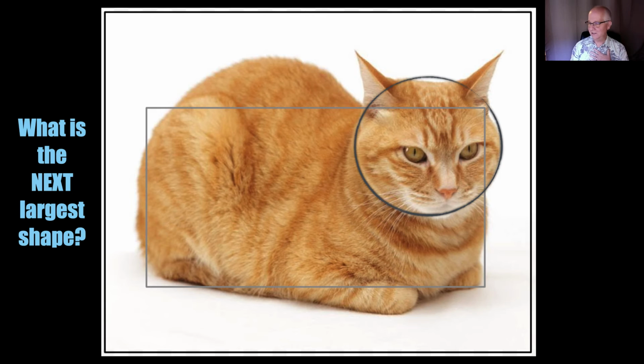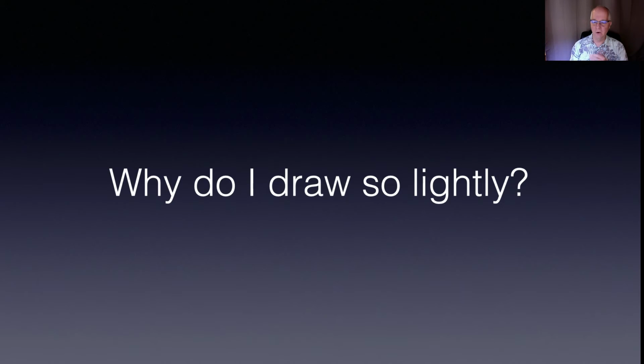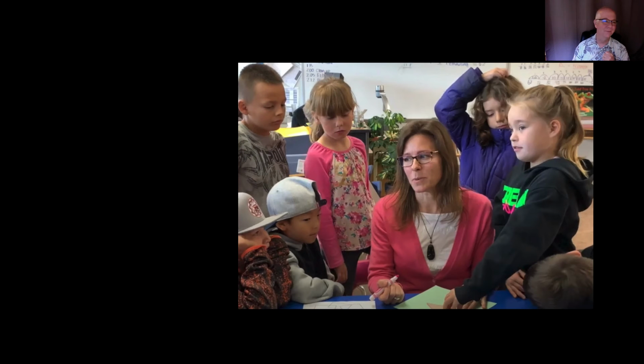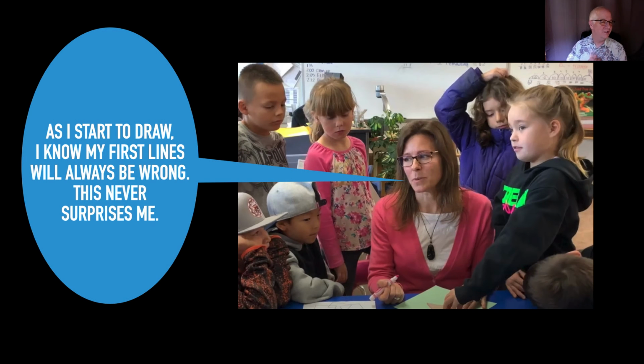So to me, the next largest shape looks like maybe the top of the cat, which is sort of like the top of a circle cut off. And we just repeat this very lightly over and over again. And artists are often asked, why are they drawing so lightly in the beginning? And I bet you see the reason now, don't you? They know their first lines will always be wrong. It doesn't surprise them. They're testing these shapes and sizes and positions out.